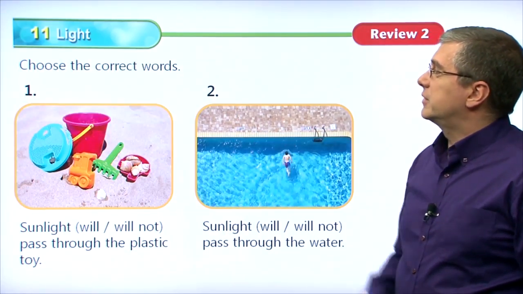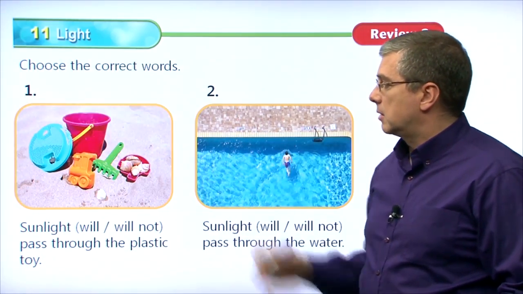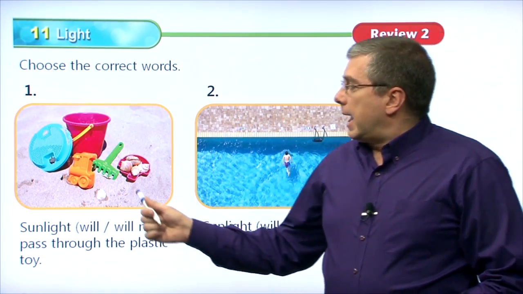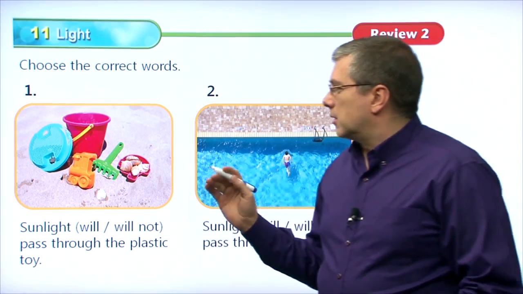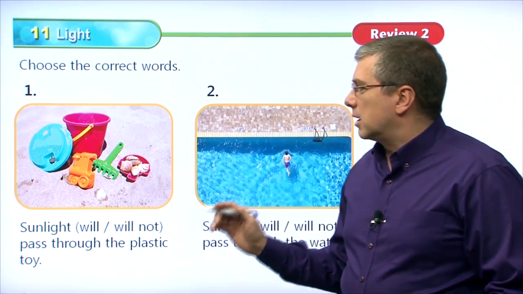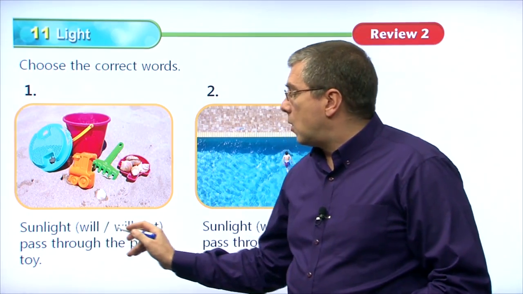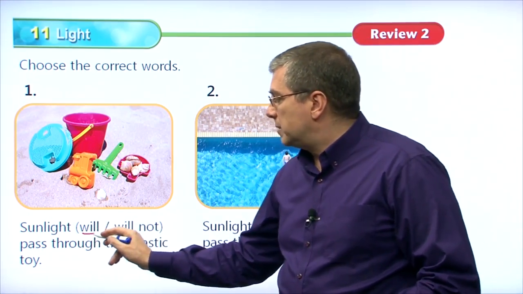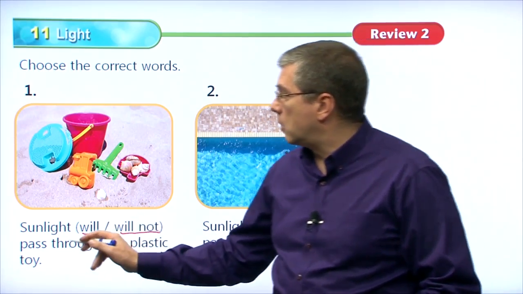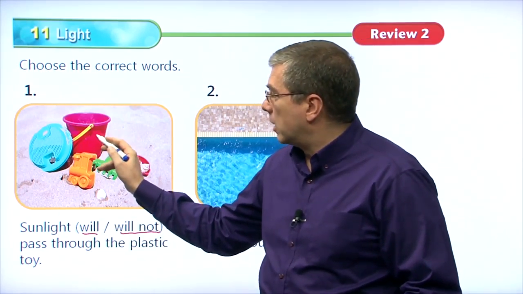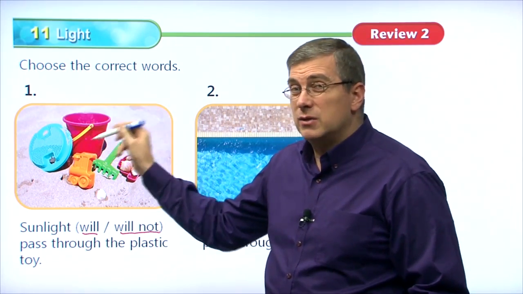Okay, let's choose the correct words. We have two pictures here, okay? And we're talking about clear objects or solid objects, right? Or objects that are not clear. Sunlight will or will not, so we have to choose between will or will not pass through the plastic toy. Here we have a plastic toy. Will the sunlight pass through this object?